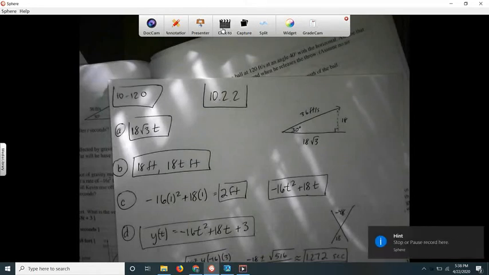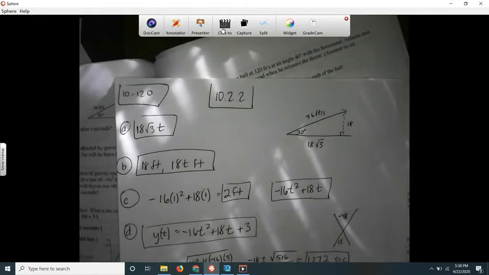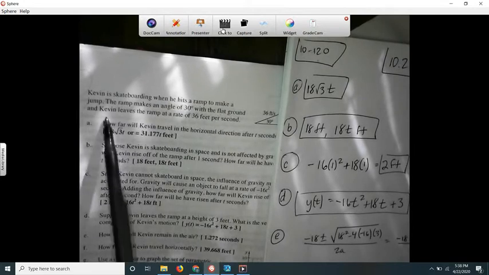Here's pre-calc. It's your lecture part 2 for 10.2.2, and we're going to do problem 10-120. 10-120 says, Kevin is skateboarding when he hits a ramp to make a jump. The ramp makes an angle of 30 degrees with the flat ground, and Kevin leaves the ramp at a rate of 36 feet per second. And so they give us a little diagram. And it says, how far will Kevin travel in the horizontal distance after t seconds?